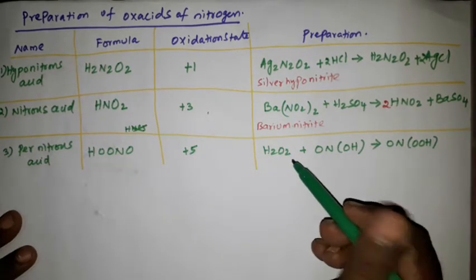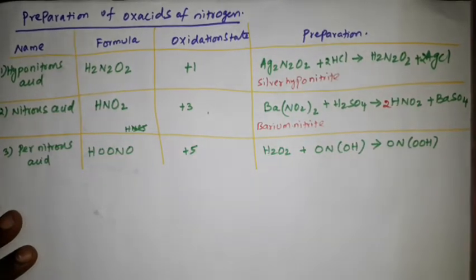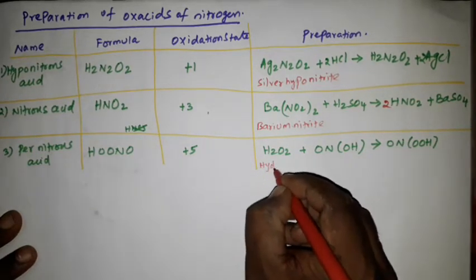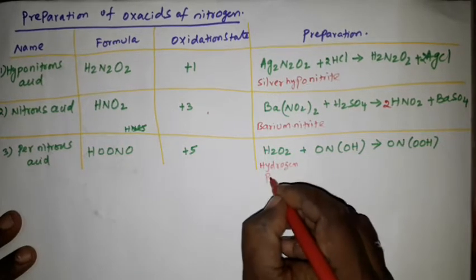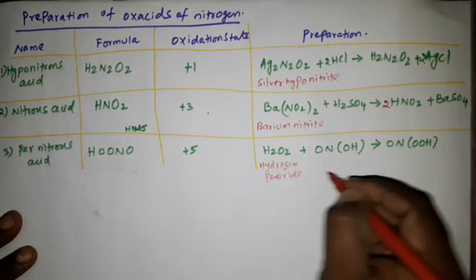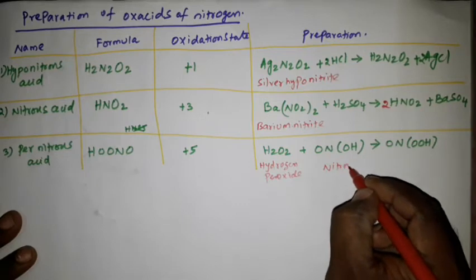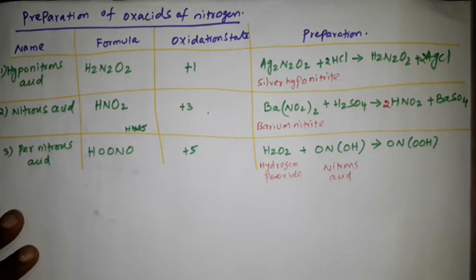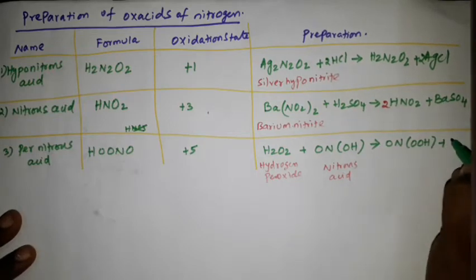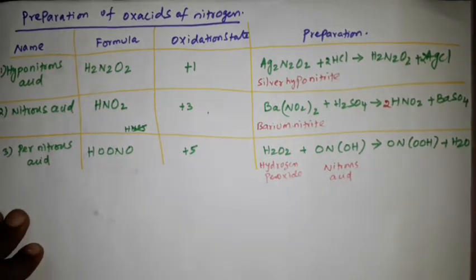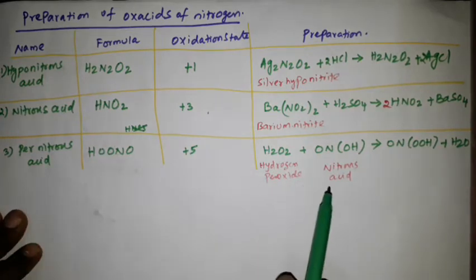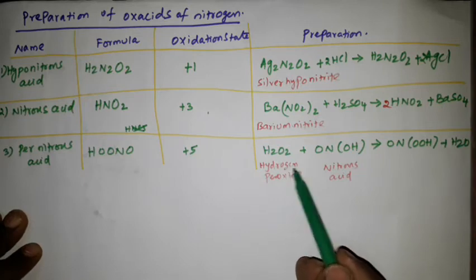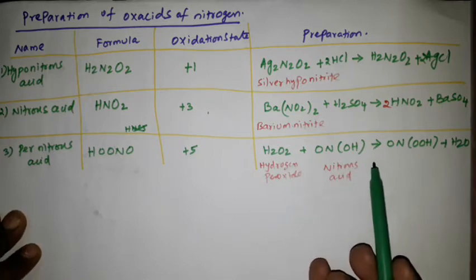So H2O2 is hydrogen peroxide. Then this is nitrous acid, plus the remaining substance is water, H2O. Clear? So to produce per nitrous acid, we require hydrogen peroxide and nitrous acid. Clear?